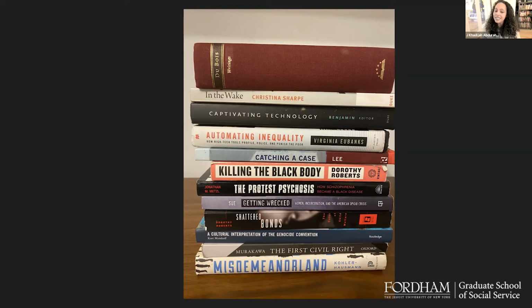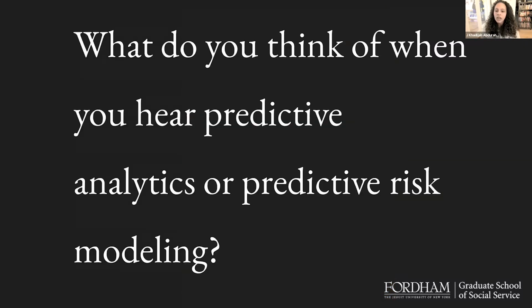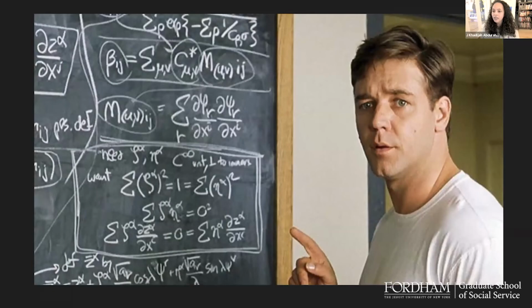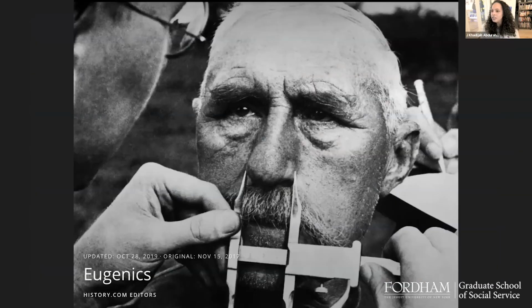And part of the reason is this hyper-targeting of specific communities, that I think is also very important that we look at on a collective or population level. So what do you think of when you hear predictive analytics or predictive risk modeling? This is what most people think. Maybe not A Beautiful Mind specifically, but they think it's some very complex math issue. It's about as much math as you need to know about eugenics.